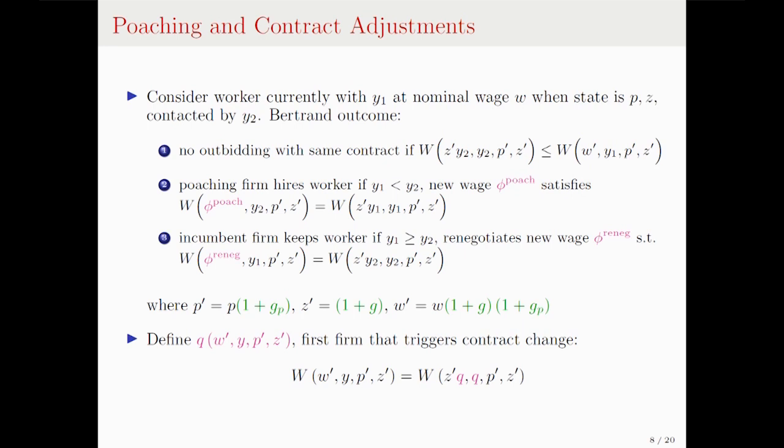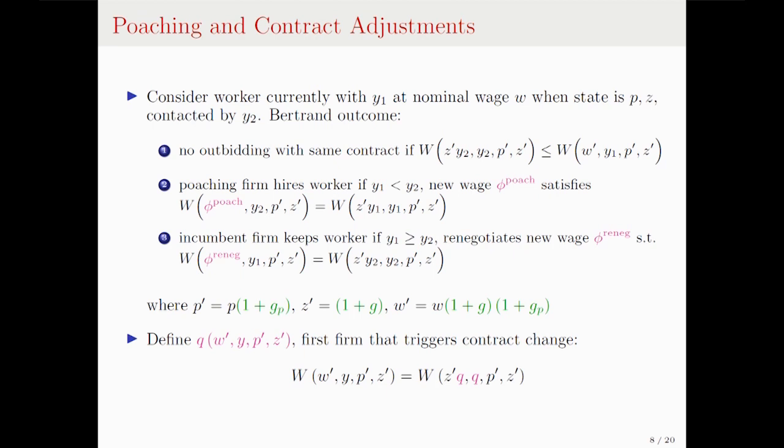The firm two could also poach the worker. So if, sorry, I'm having a hard time seeing that. If Y1 is less than Y2, our new wage is going to satisfy this condition where the new firm basically gives you everything that you would have produced with your old firm.